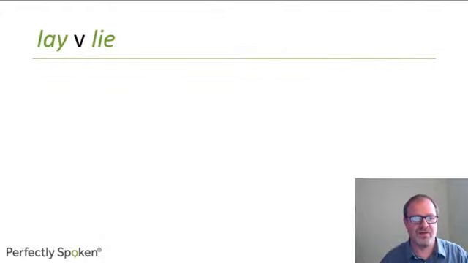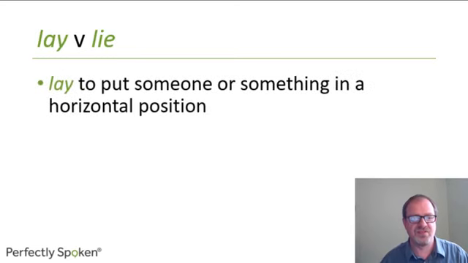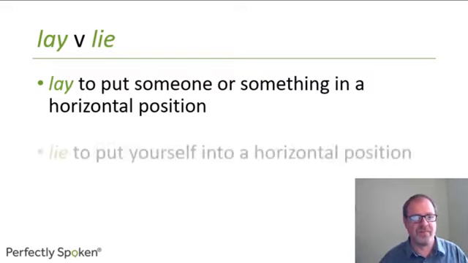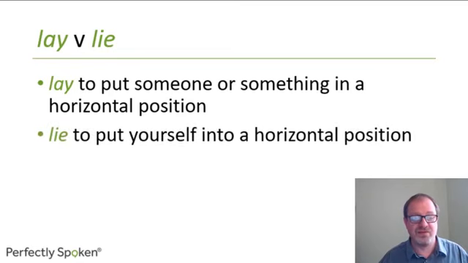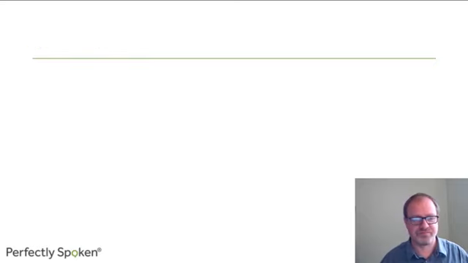Let's move on. Lay and lie. Lay is to put someone else or something in a horizontal position. Okay, horizontal like that. Lying down. Whereas lie is to put yourself in a horizontal position. Lie obviously has other meanings, like not telling the truth and so on, but we're focusing on this meaning of lay and lie.